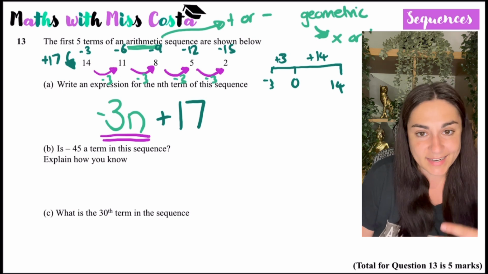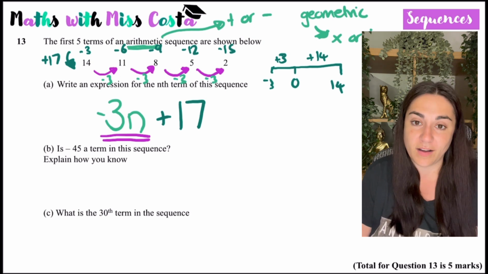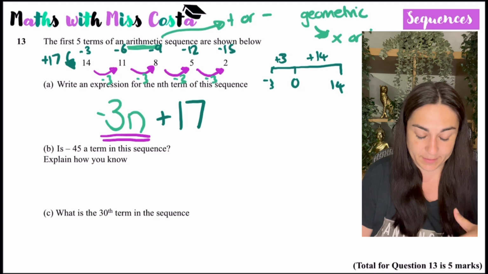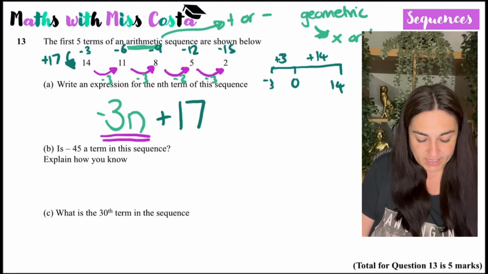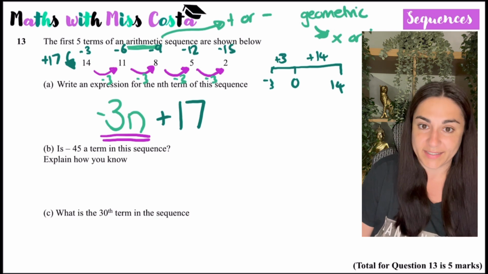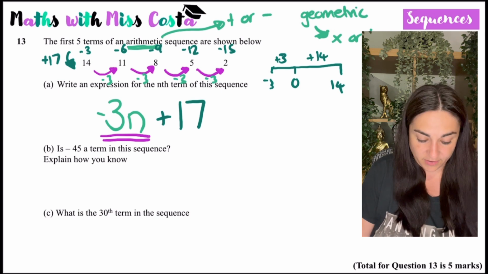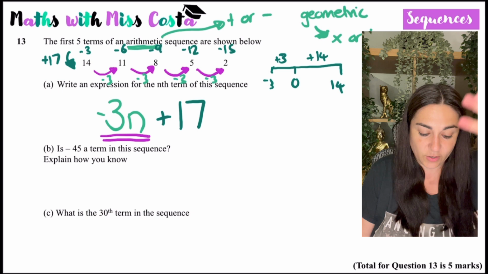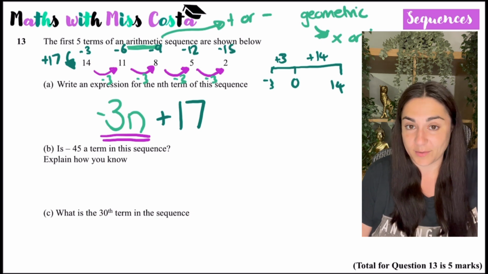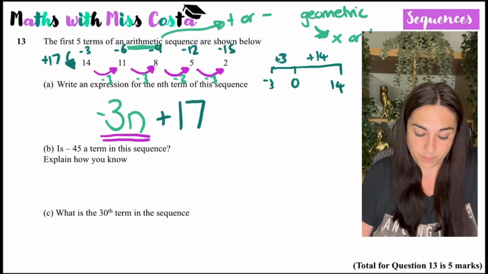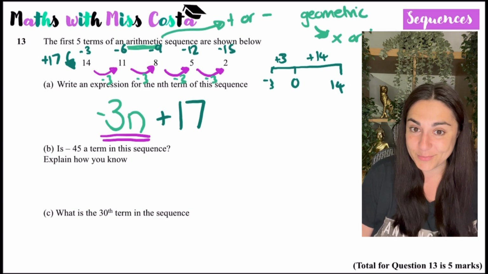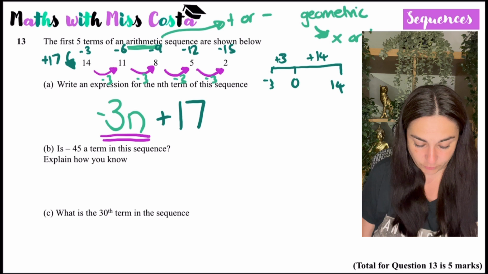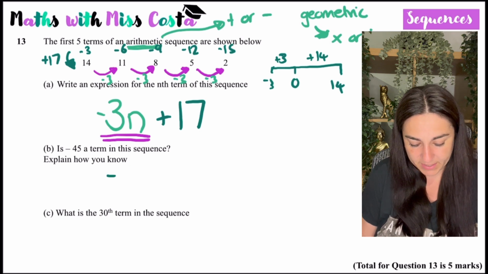Now, this is a negative sequence. It's a bit harder than positive sequences, but I just thought I'd slip in a negative sequence just in case. So that's how I find the rule of the sequence, and the rule is the other name for the nth term. You work out the difference, you slot that times, that tells you what times tables it's going up or down in, you slot that above, and then you just work out the difference from the original timetable to the sequence that you've got. Then I'm asked, is minus 45 a term in this sequence?